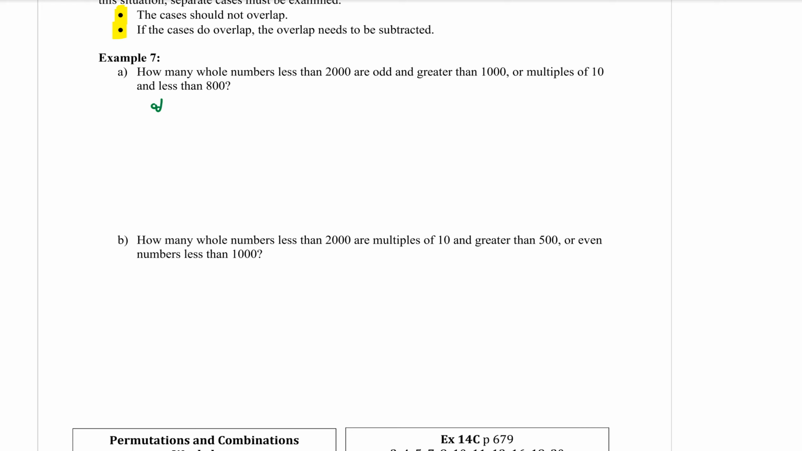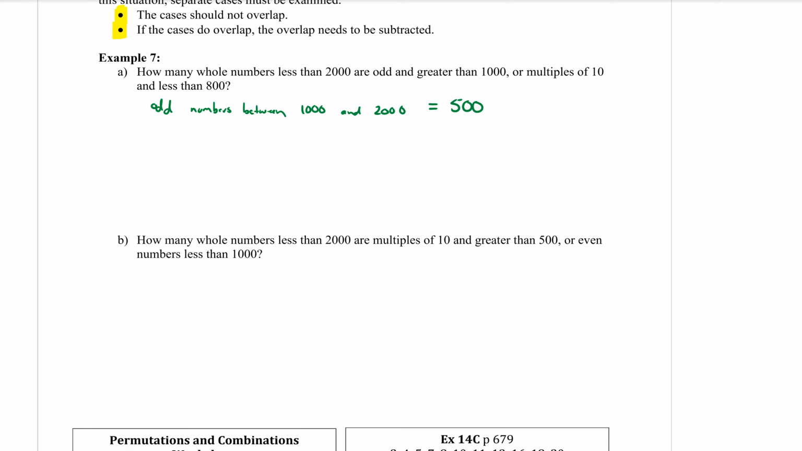So we do have a few different situations here. First of all, we have odd numbers between 1,000 and 2,000. That was my first thing. How many whole numbers less than 2,000 are odd and greater than 1,000? I've just reworded that, okay? So between 1,000 and 2,000, how many odd numbers are there? 500, yep. So there's 1,000 numbers and half of them would be odd. So there would be 500 odd numbers between 1,000 and 2,000.